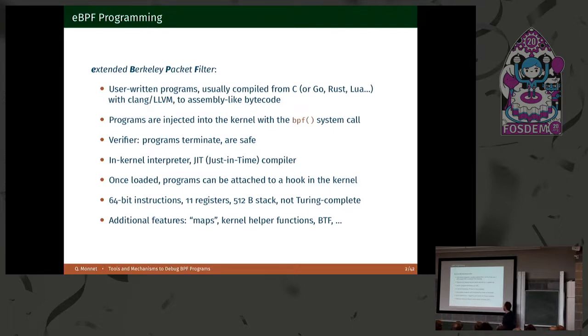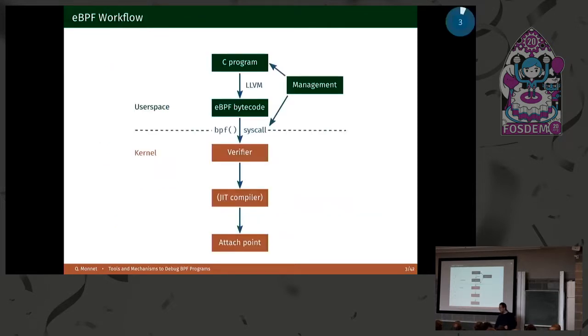So yeah, that's about it. The instructions are 64-bit, you have 11 registers, 500-byte stack. It's not Turing complete in the sense that we don't have generic loops. Now we have bounded loops. And it comes also with a number of additional features. We have maps that are shared between BPF programs in the kernel and user space or several BPF programs. We have some functions we can call from the kernel. We have BTF, on which I'll come back later. That's about it for BPF.